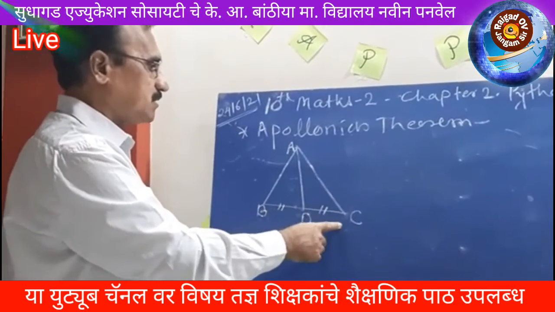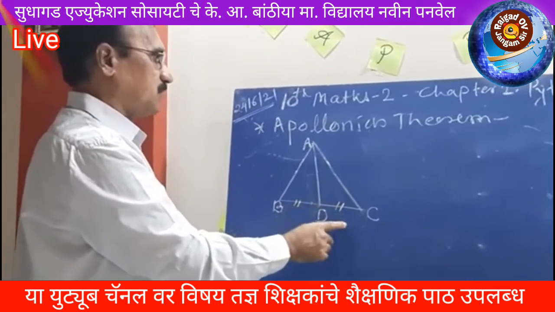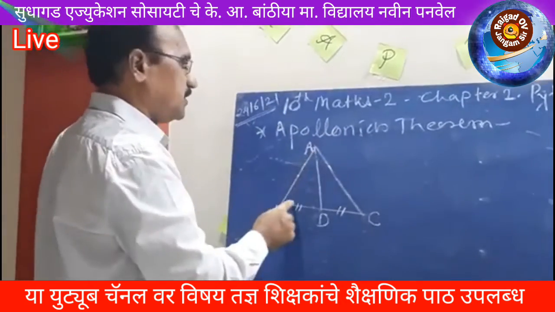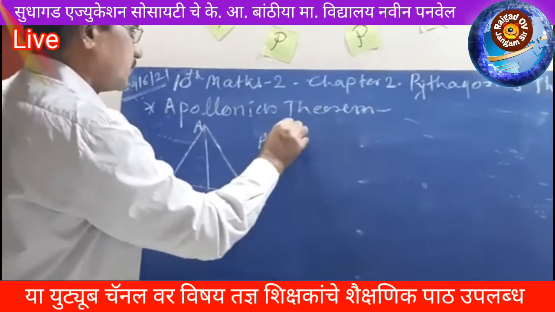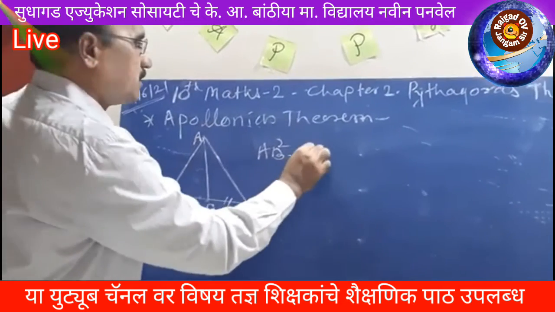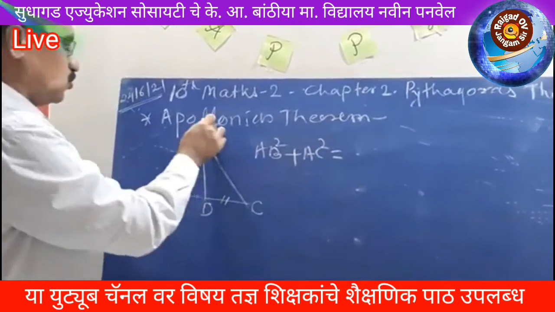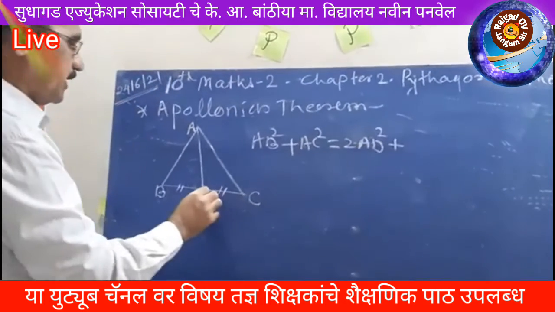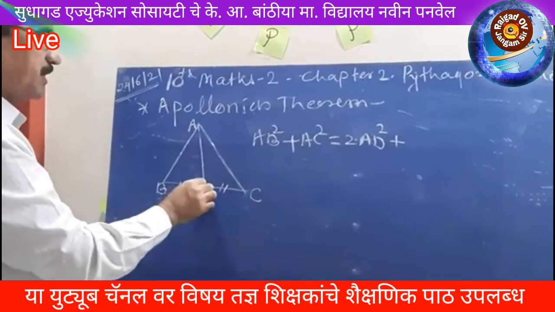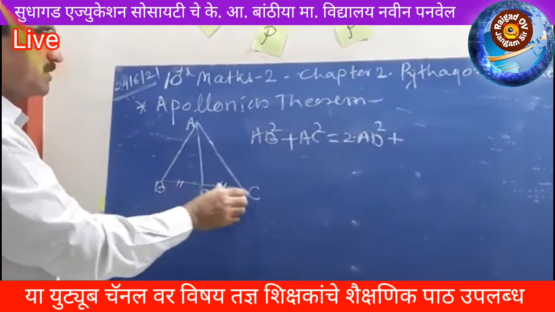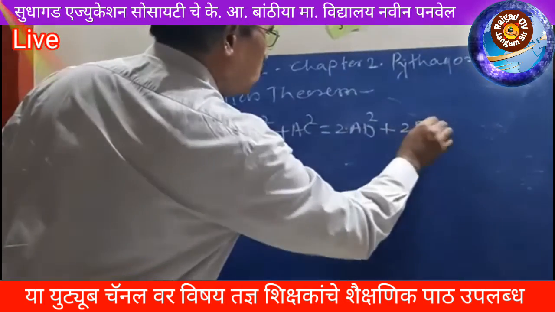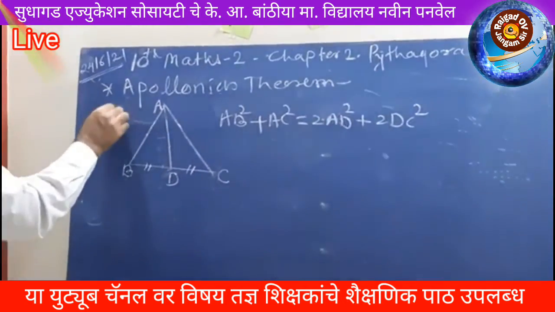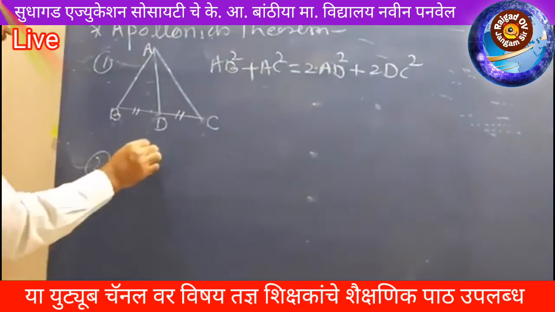we can write here the formula based on Apollonius theorem, that is AB square plus AC square is equal to 2 into median square plus 2 into DC square, or BD square, because these two segments are congruent, if AD is a median. But we can draw a second triangle.